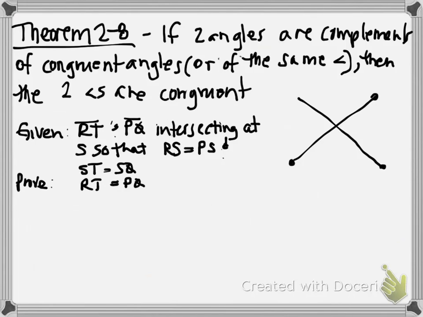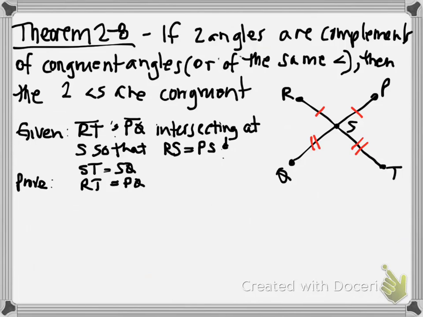So we have a diagram. We have two segments. We have segment RT and we have segment QP. The intersection point is S. We're told that the length of RS is the same as PS, and the length of ST is the same as the length of SQ. Sorry, I lost where it was. Okay.